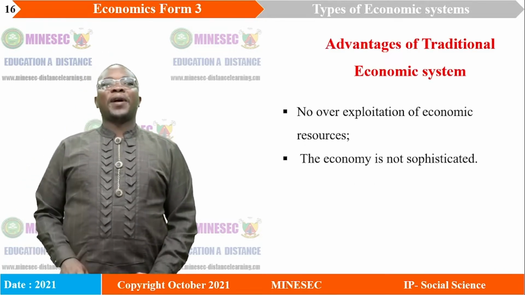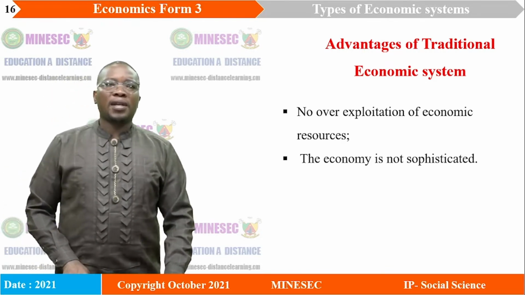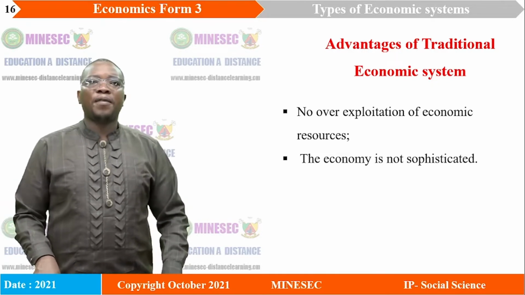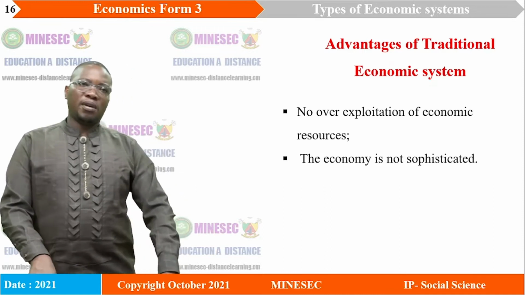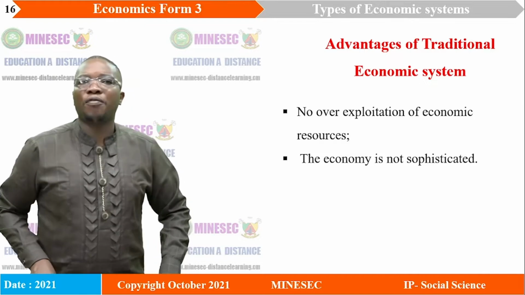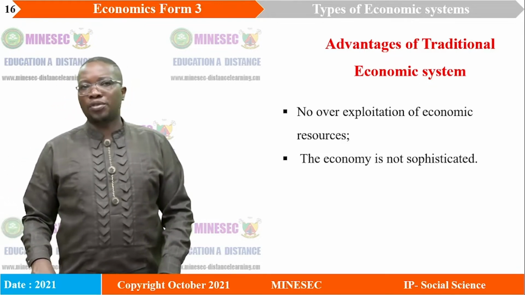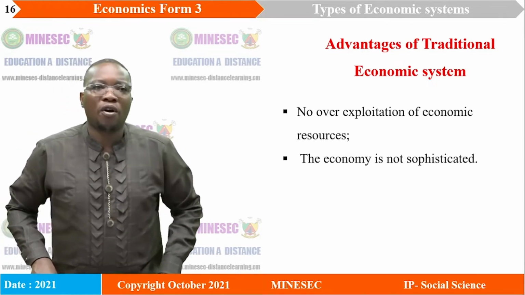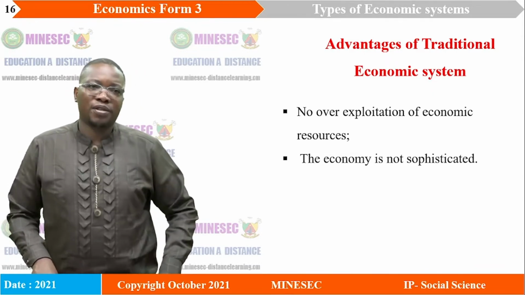What are some of the advantages of this type of an economic system? As advantages of a traditional economic system, we have, there is no over-exploitation of resources. In a traditional economic system, there is no over-exploitation of resources. We are only producing for family consumption, and we are producing in reduced quantity, so there is no over-exploitation of resources in this particular type of an economic system.